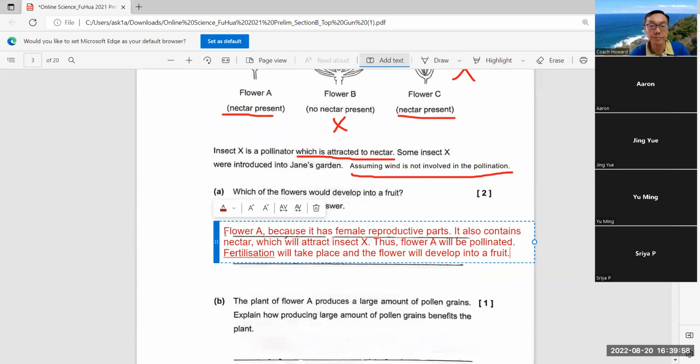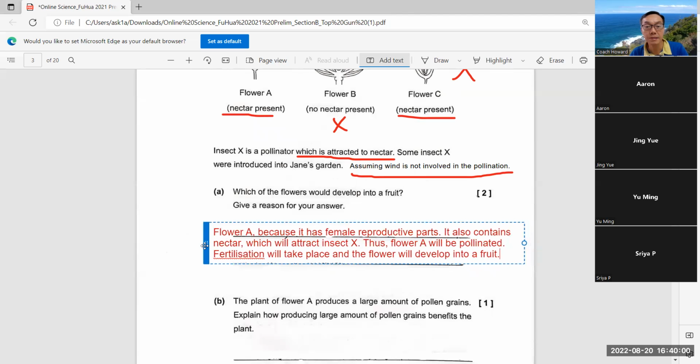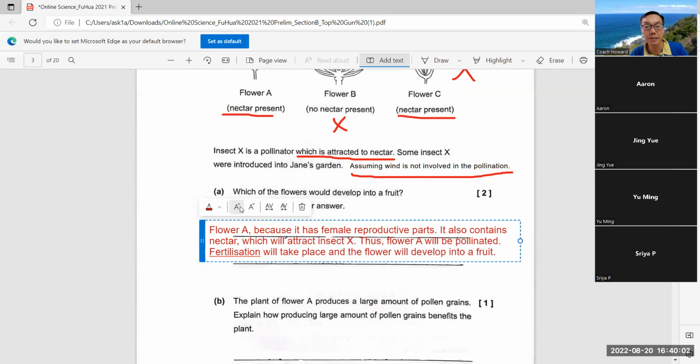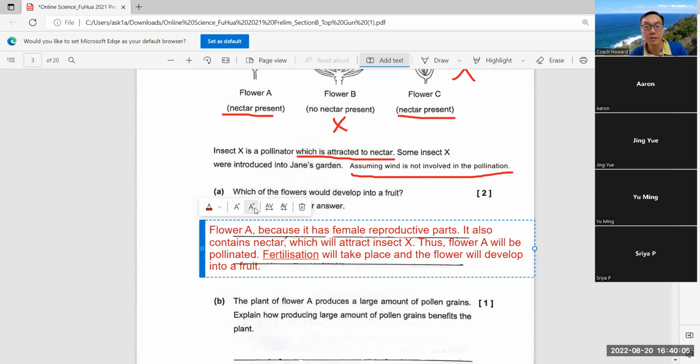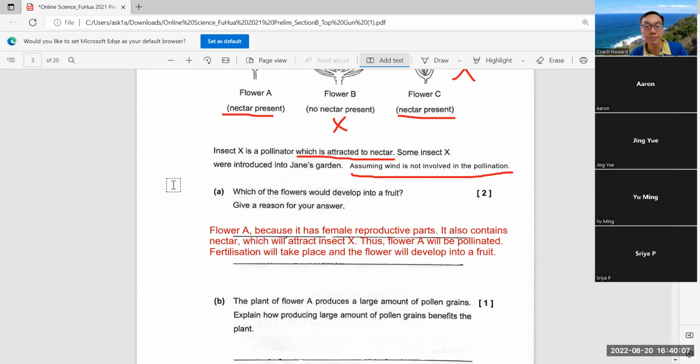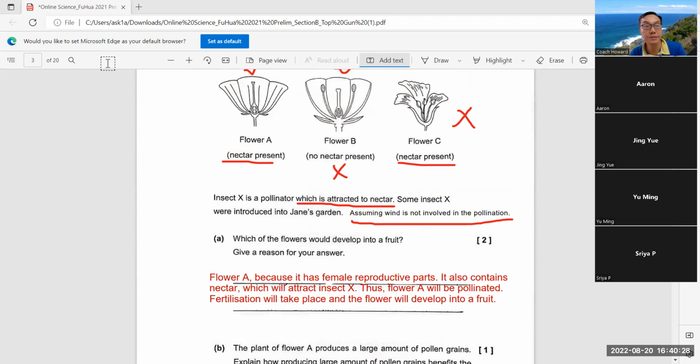I put it here. Flower A, because it has female reproductive parts, and it also contains nectar, which will attract insect X. Thus, flower A will be pollinated. Subsequently, I will send the answer to you in text. So this is how you eliminate the answers. Okay, everyone okay, fine, yes.